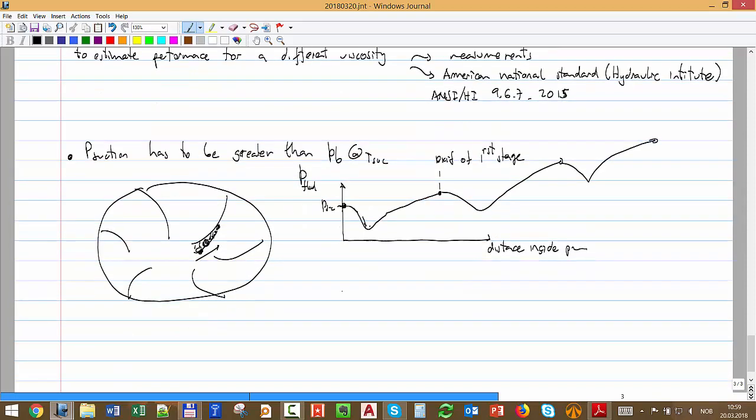So usually the P suction has to be greater than a factor times the bubble point pressure at the suction temperature. Just a safety factor.